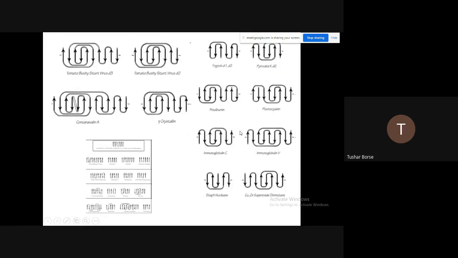These are some of the different types of foldings in the case of the Greek key topology. For different proteins you may have different types of structures, and these structures could be variations in the sequence of this folding.